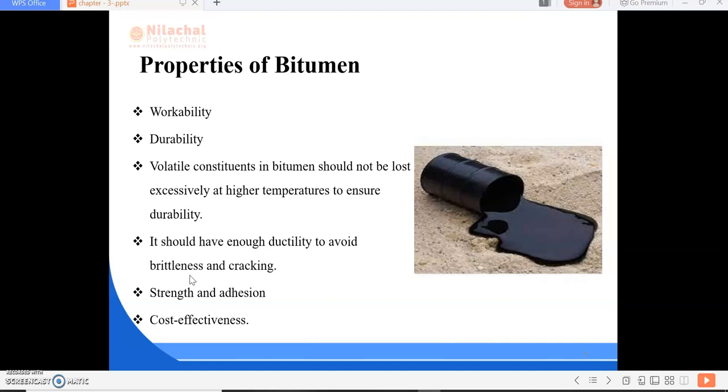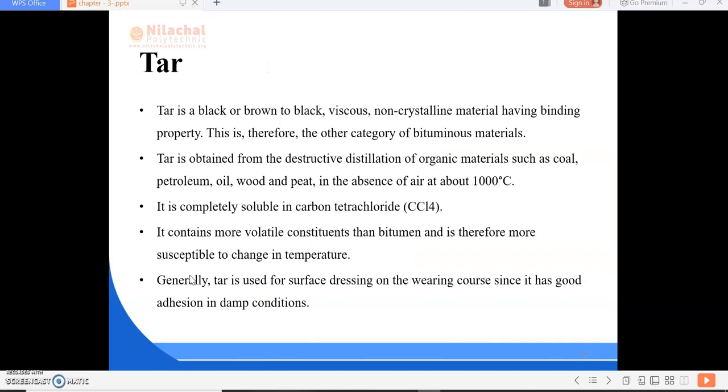So there are various properties of it, like workability, durability, strength and adhesion, cost effectiveness. It should have high ductility to avoid brittleness and cracking. If it has volatile constituents in bitumen, they should not be lost excessively at higher temperature, to ensure durability. So these are the various properties of bitumen.